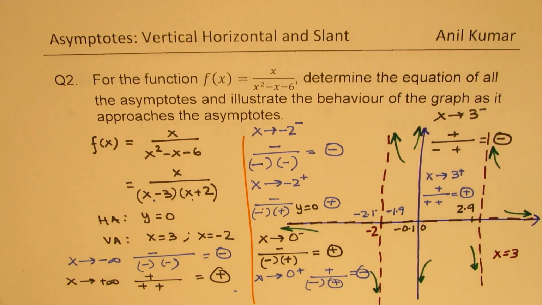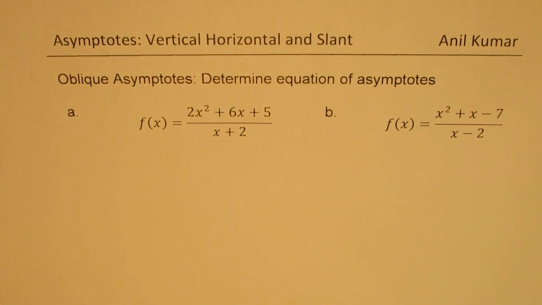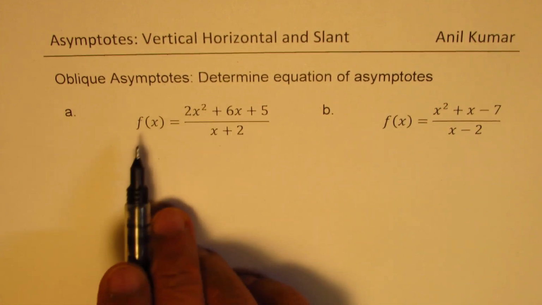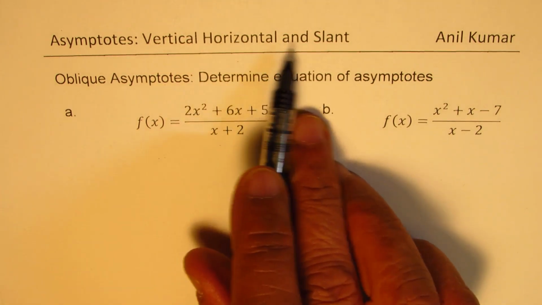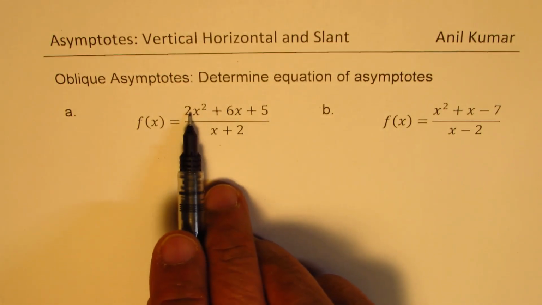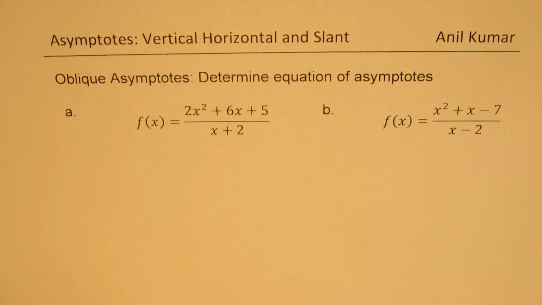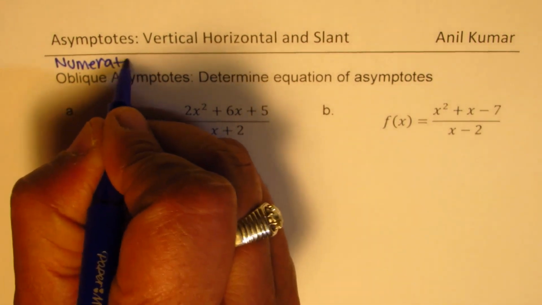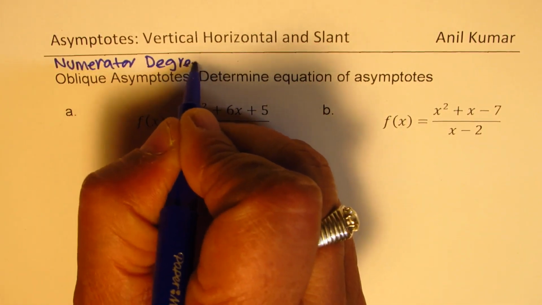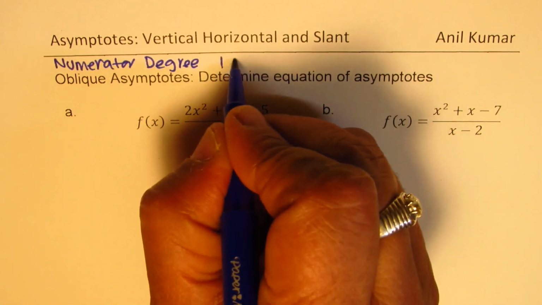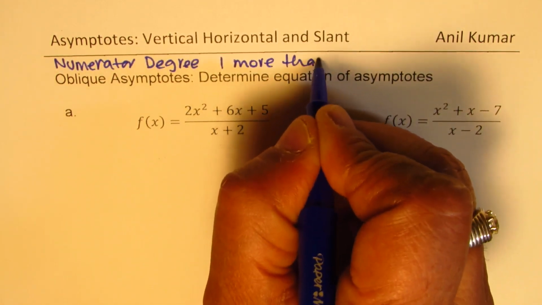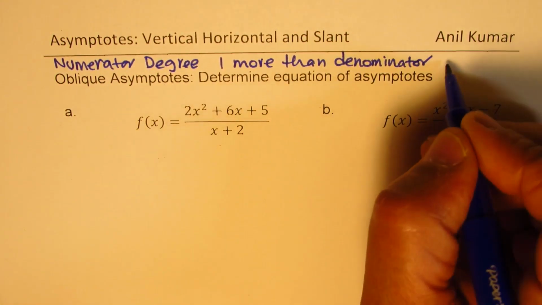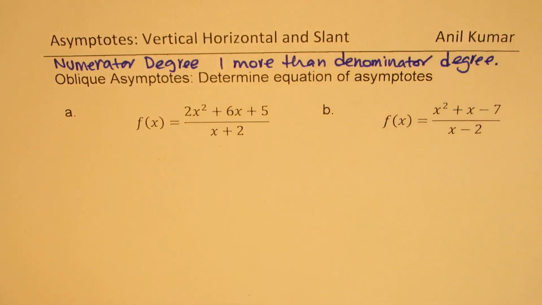Okay, now let's move on and talk about oblique asymptote. We also call them slant, right? They are at an angle like a straight line. So when do we have oblique or slant asymptotes? Whenever the degree of numerator is 1 higher. So in this case, key is numerator degree is 1 more than denominator degree. Clear? So that is the case.